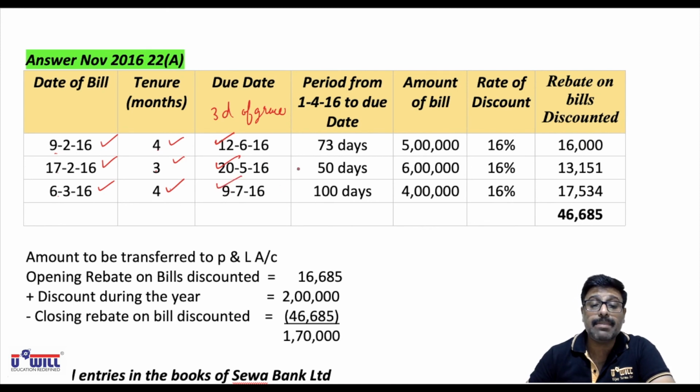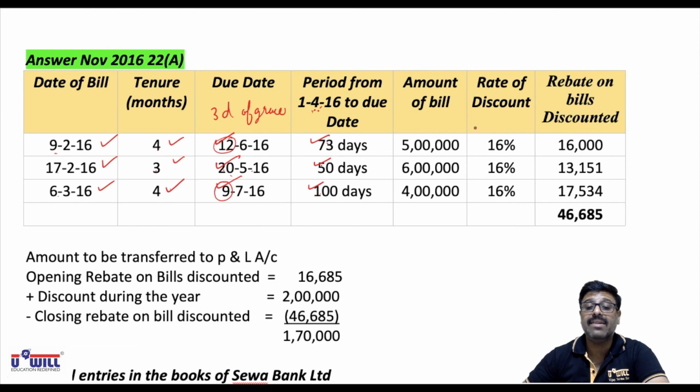Now from 1st April to 12th June, you all must have got 73 days. April to 20 May, 50 days. 1st April to 9th July, 100 days. Okay, here 1st April to 12th June, so 30 days of April plus 31 days of May, 61 plus 12 days of June, 73. Till 20 May, 30 days of April plus 20 days of May, 50 days. Till 9th July, 30 days of April plus 31 days of May, 61 plus 30 days of June, 91 plus 9 days of July, 100 days.